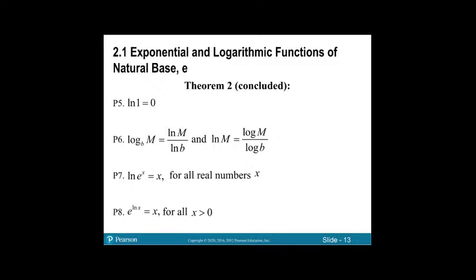Let me see. Give me a moment. I feel like something is missing there. This one looks like it might be a typo. Because this one is fine. Log of m divided by, or the natural log of m divided by natural log of b. But it seems like this is missing something here.